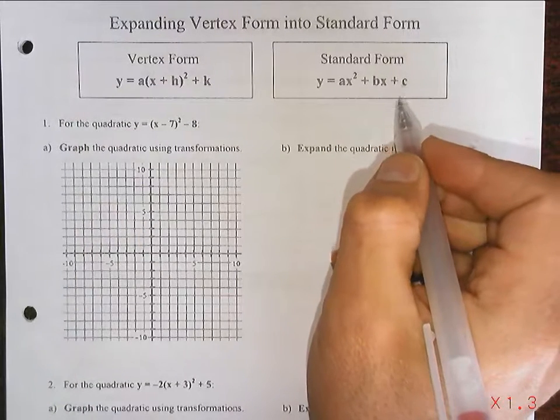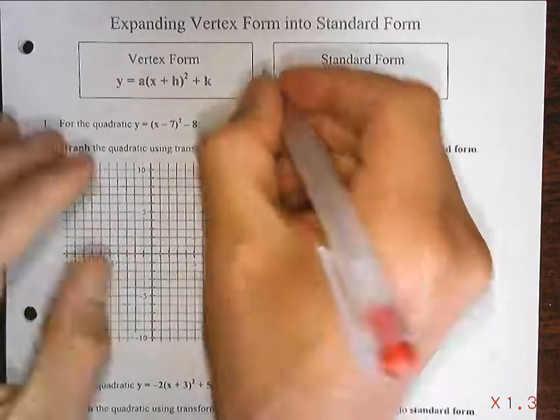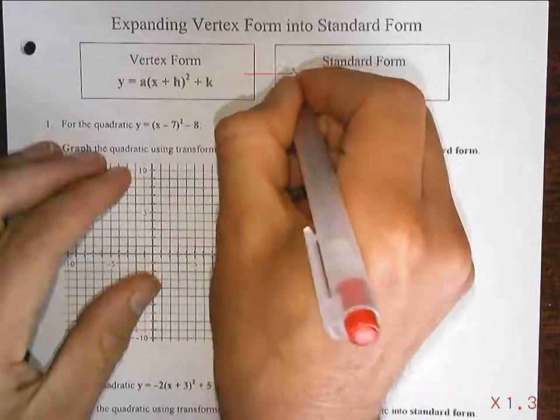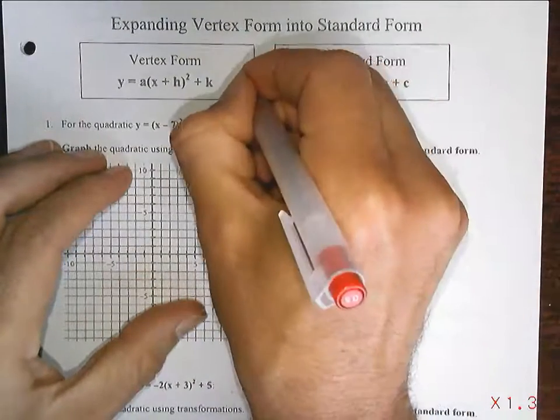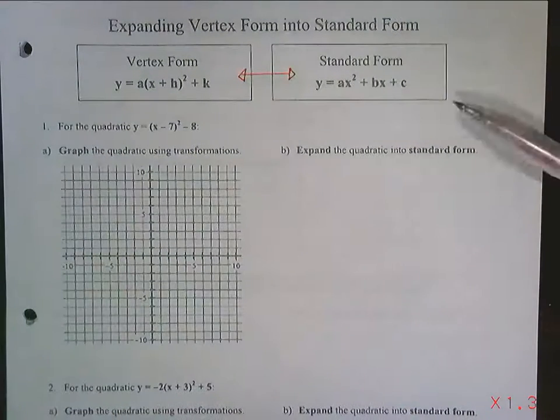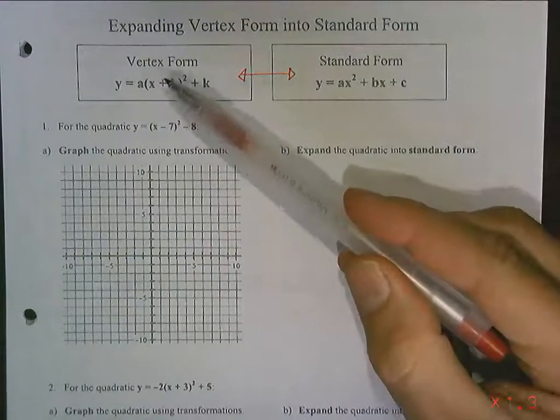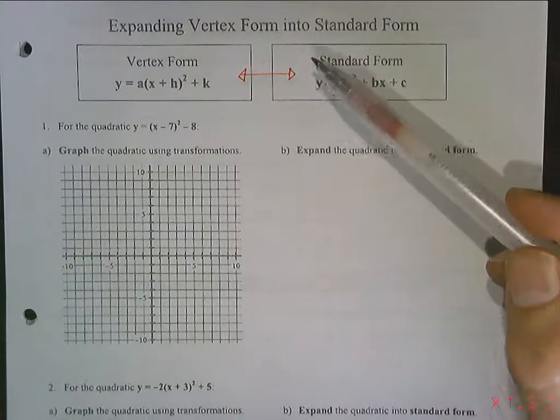Now, you've all been taught standard form in grade 10, and we're going to be going from this form into this form today, and after today, we're going to be going from this form back into this form. The reason for that is that there's some good stuff being shown here, and there's good stuff being shown here. Being able to go back and forth gives us a lot of information.